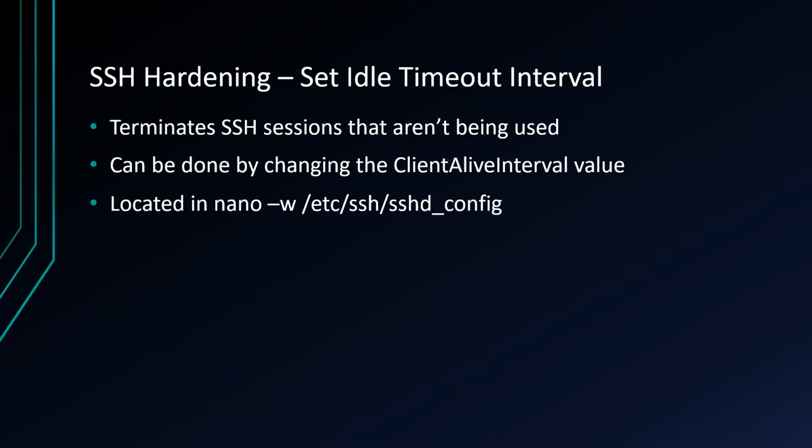So in order to do this, you'll need to change the ClientAliveInterval value, and this value is located in the nano -w /etc/ssh/sshd_config file. And once you're in there, you'll see a value called ClientAliveInterval. What you'll want to set that to is however long you want your connections to remain open. So, for instance, if you wanted it to be 5 minutes, you would set it to 300 seconds. So you'd just set it to ClientAliveInterval 300.